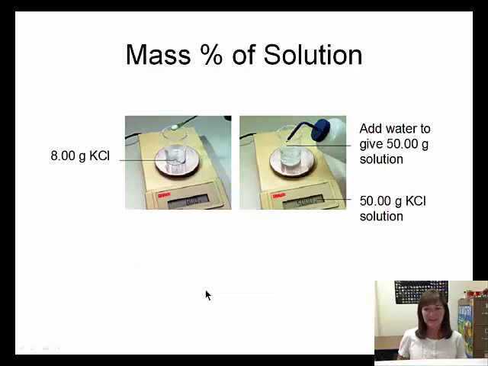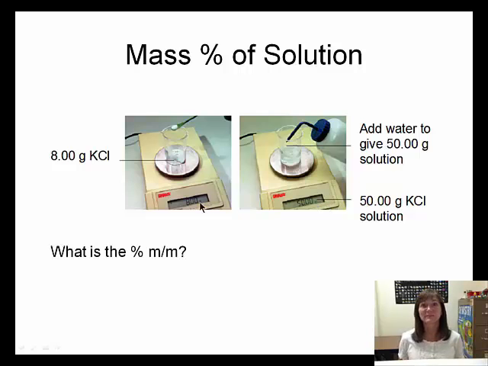So here is a picture showing making the mass percent solution. They start off by weighing out 8 grams of potassium chloride. If you look at the scale, it says 8 grams. They put it in there, and then they start adding water, watching the scale the whole time until it gets up to 50. So they've added 8 grams of the solute, and enough water till the mass of the solution was 50 grams. My question to you then is, what is the percent mass of this new solution that they've made?